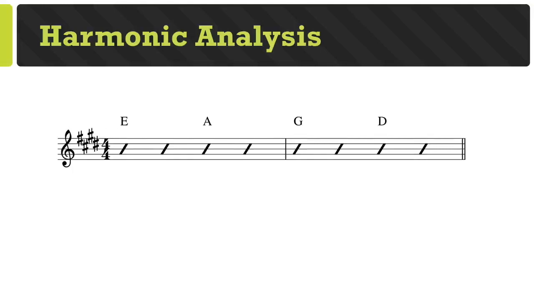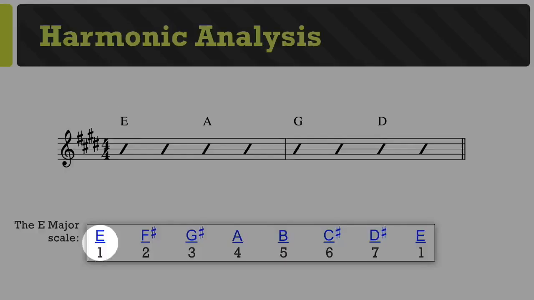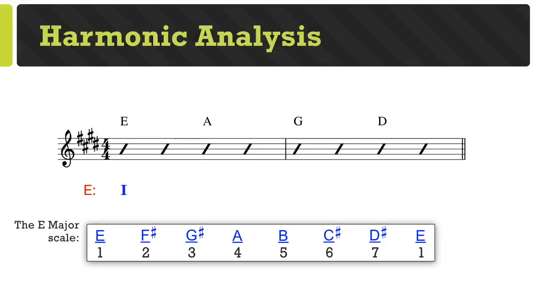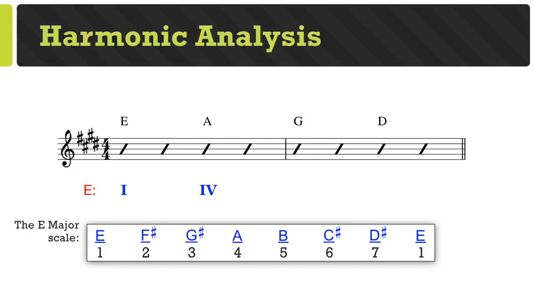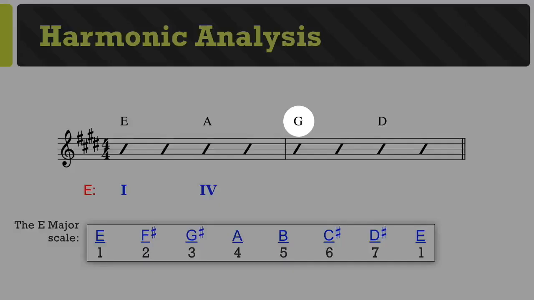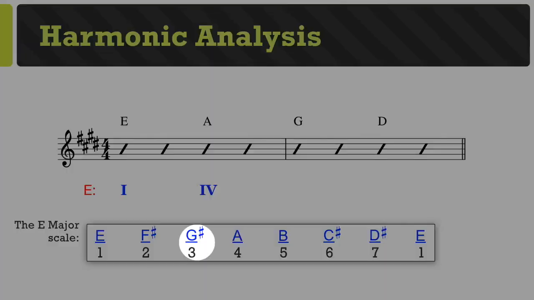This 2-bar passage is written in the key of E major with 4 sharps. By referencing the E major scale, we can certainly see that the E chord is derived from scale degree number 1. The A chord comes from scale degree number 4 and will be given the Roman numeral 4. The G chord appears to be out of key. In the E major scale, there is a G sharp, but no G.